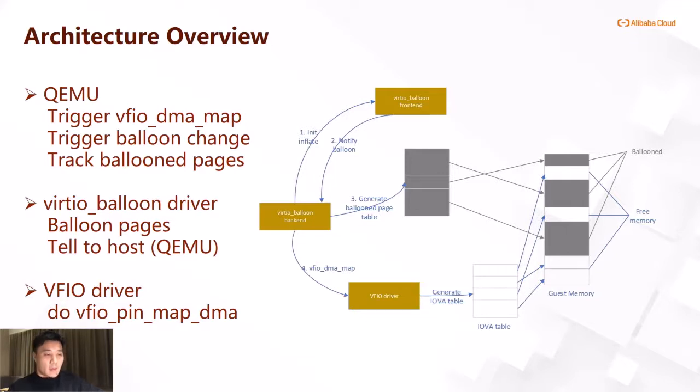The backend driver receives these notifications to track the balloon pages. They are used for generating the balloon page table in the host. The whole page table is generated after it is finished. QEMU calls DMA map for the memory ranges beyond the page table first. The other memory ranges in the page table can be mapped asynchronously.